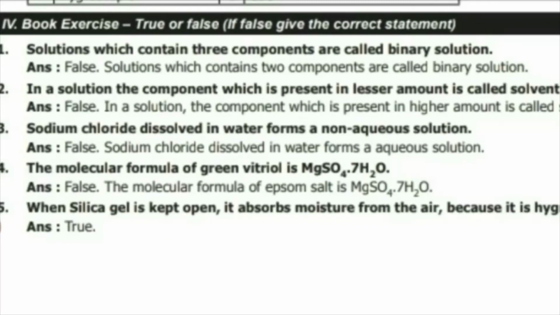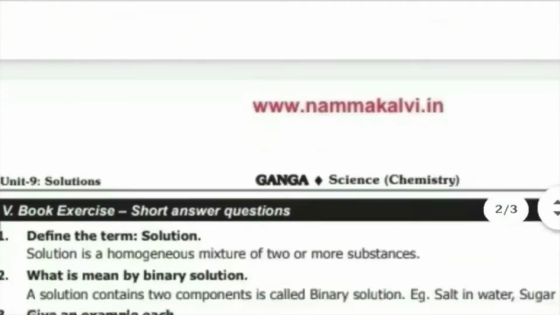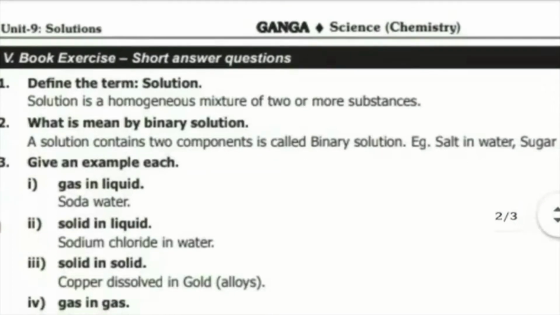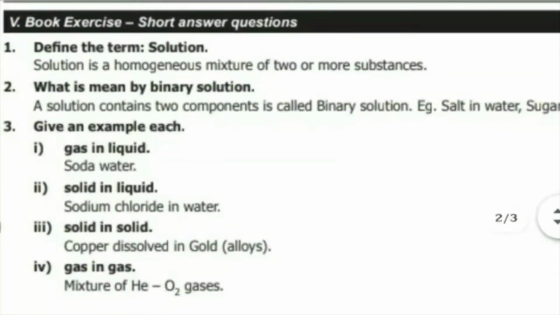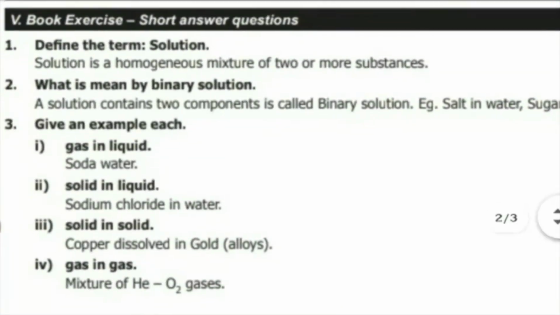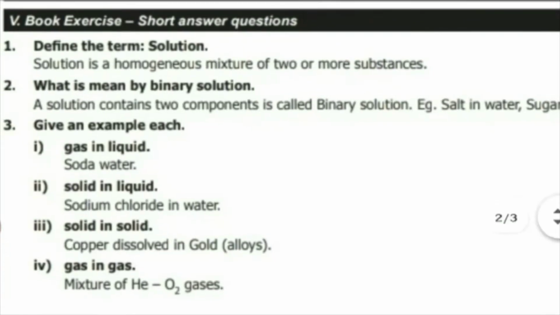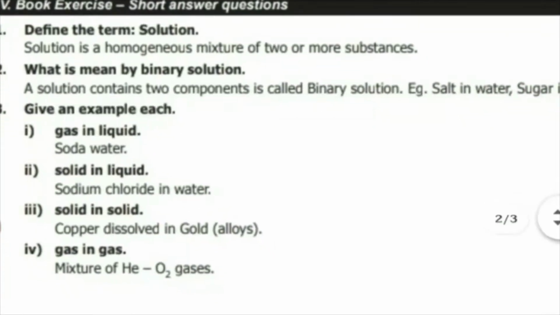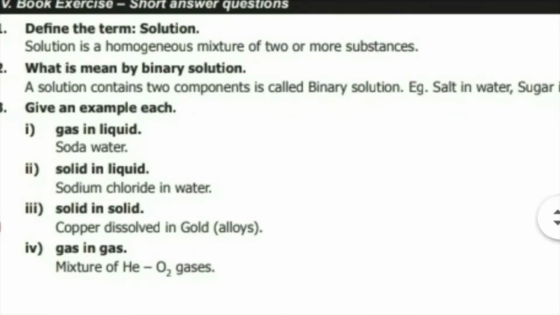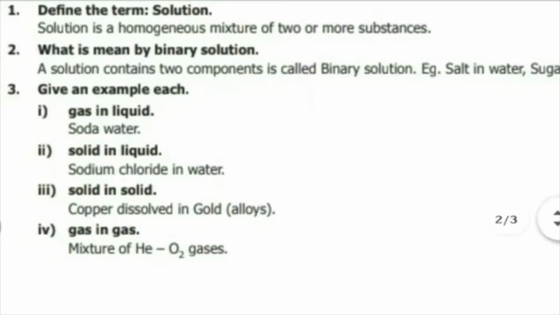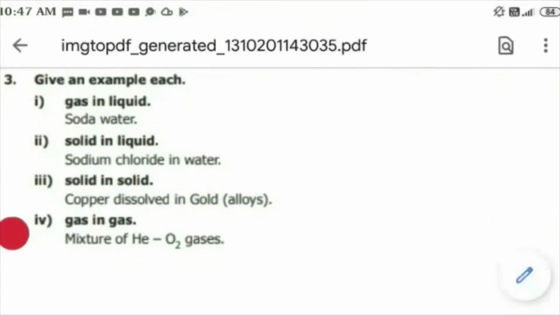Roman letter 4 is over. Next we'll see Roman letter 5. Short answer questions. First question. Define the term solution. What's the answer? A solution is a homogeneous mixture of 2 or more substances called solution. Next, second question. What does mean by binary solution?